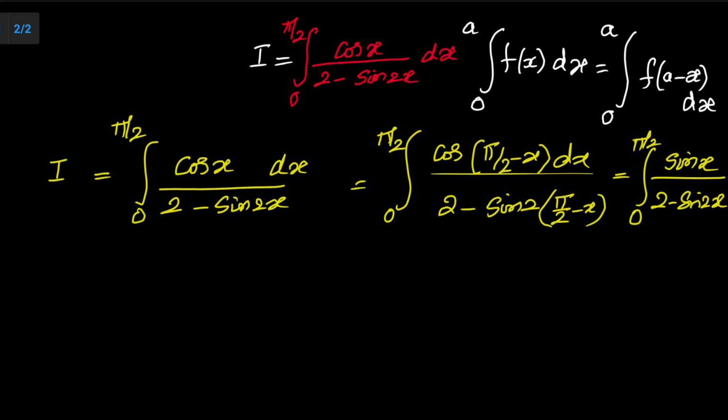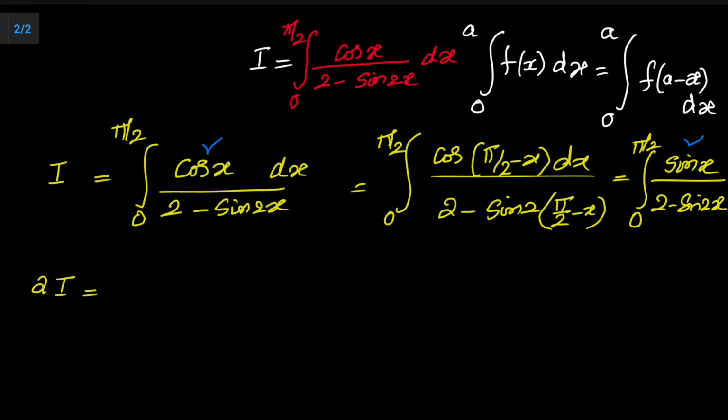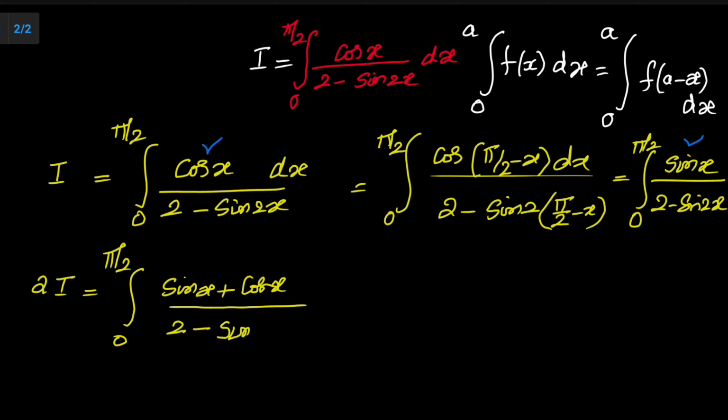Now let us add both of them. We will get 2I equals to, we are adding this one and this one. Both are equal to I. 2I equals to integral 0 to pi by 2 sin x plus cos x divided by 2 minus sin 2x.